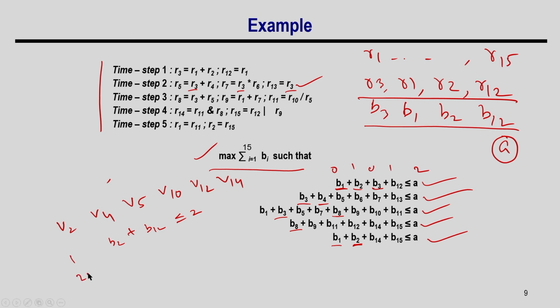In timestamp 2, I am accessing B4. So, this is 0, B3 is 0, this is 1. I am accessing this one also, B5 is equal to 1, B6 is 0, B7 is 0 and B13 is also 0. You can see only B4 and B5, the rest are 0. So, it is getting satisfied in timestamp 2.